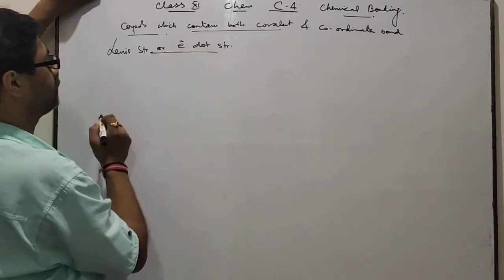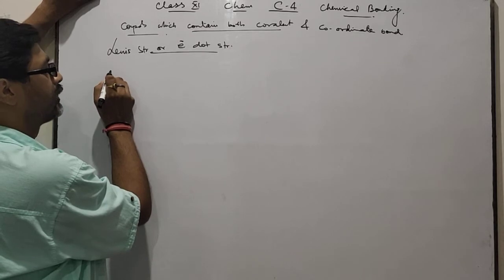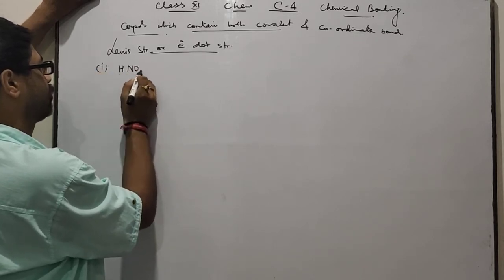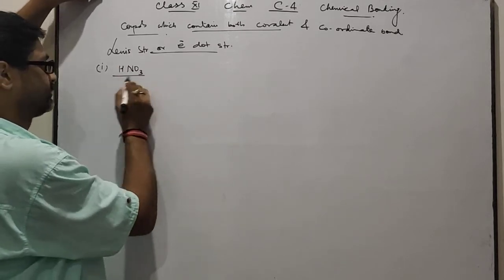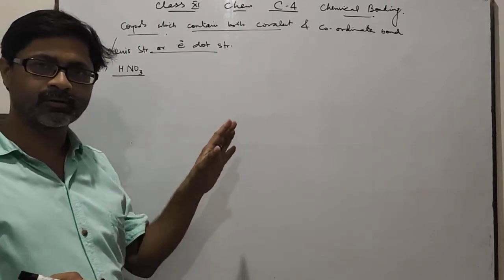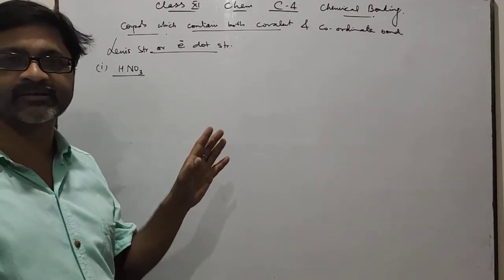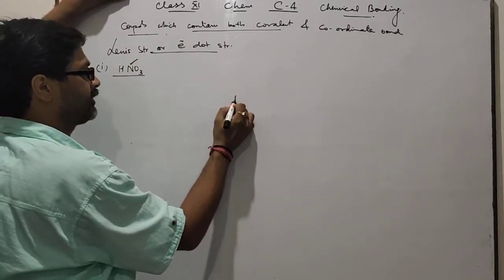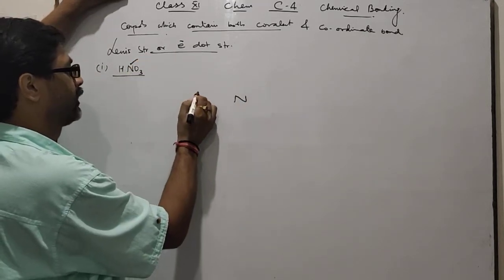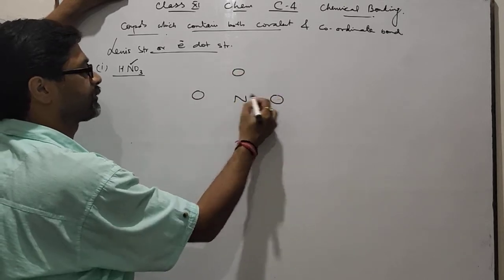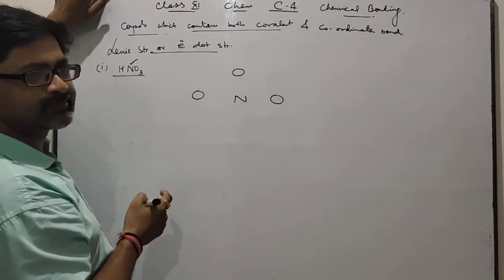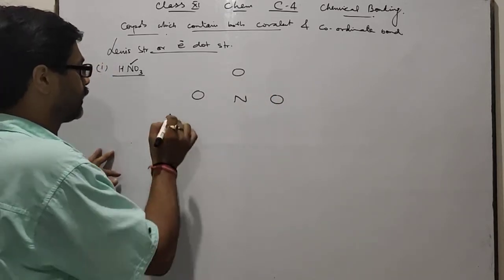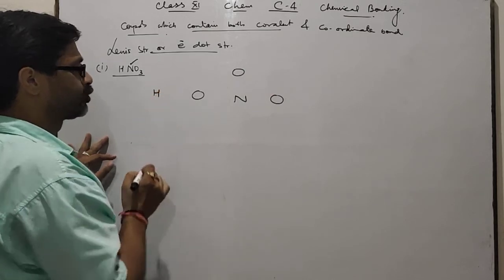My dear children, I will take the first example, HNO3. This one is nitric acid. How can we draw the electron dot diagram of nitric acid? To draw this figure, first of all we write N, the central atom, surrounded by 3 oxygen atoms, and 1 hydrogen atom is bonded with any one of the 3 oxygen atoms. Suppose this hydrogen is present here.